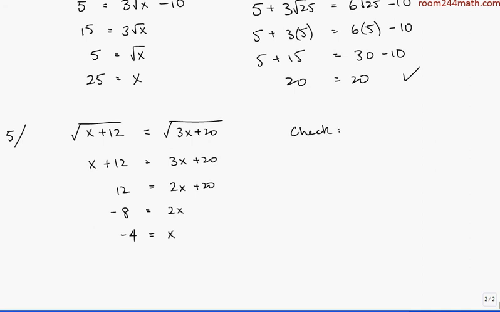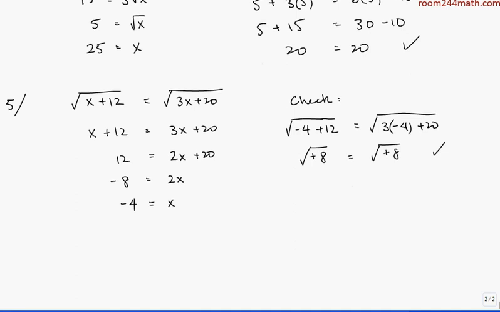So when you go to check this, you're looking for a couple of things, and one of the things you're looking for is to make sure that the radicand is not negative. Well, when you plug in a value of negative 4, you get negative 4 plus 12 as a radicand on the left. On the right hand side you get 3 times negative 4 plus 20. So this becomes root positive 8. On the right hand side you also have root of positive 8, and so that's fine.